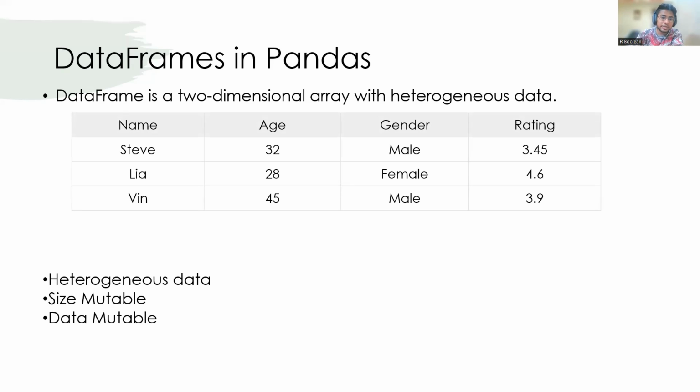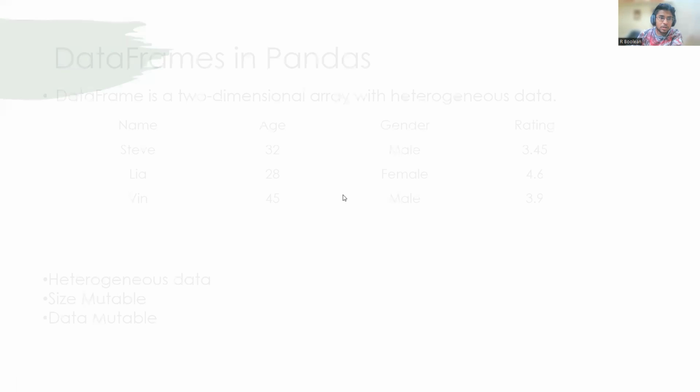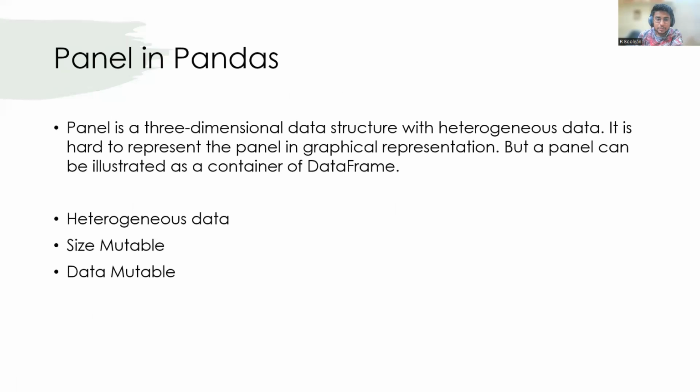These are some features: we can include heterogeneous data in the data frame. The size of the data frame is mutable. It means that we can reduce the size and we can increase the size of the data frame, so not an issue. And also the data is mutable, so we can change the data also. Not an issue. And the last one is the panel in pandas.